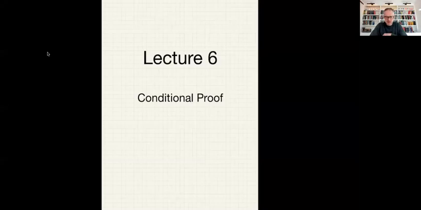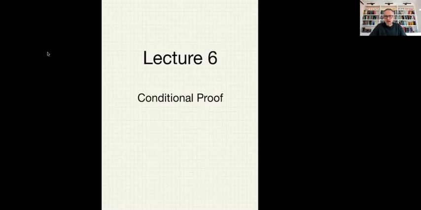This is the sixth installment of Philosophy 201, Introduction to Logic. In the last session, we talked about deduction rules, those are rules of inference that let you infer a sentence from previous sentences that you've already established. So we have rules such as modus ponens that lets you infer the consequent of a conditional from a conditional and its antecedent, or a rule like and elimination that lets you infer a conjunct from a conjunction.